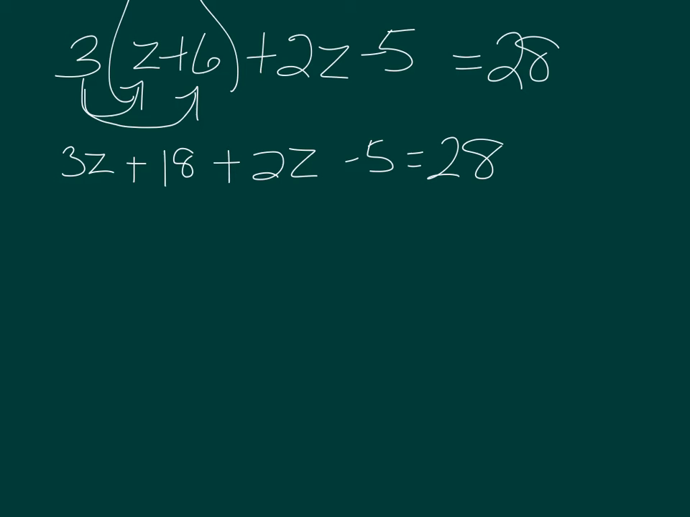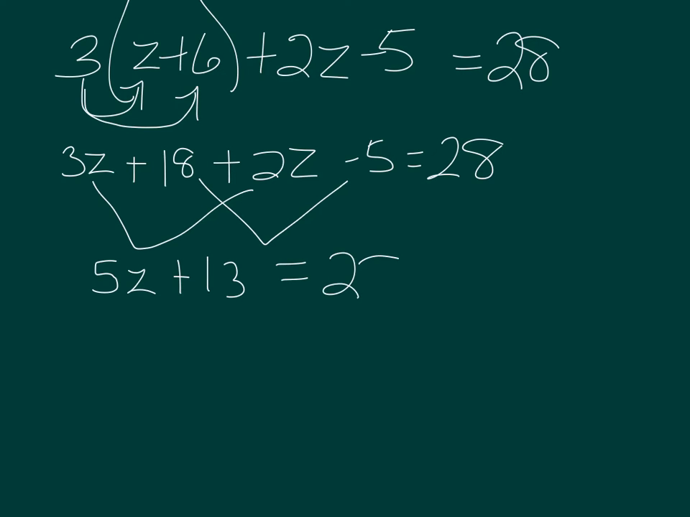Now, we need to combine like terms. So again, combine our z's. We have 5z. Now, our numbers. Positive 18 and negative 5 gives us a positive 13 equals 28. And now, we're in a position we can keep going and solve this equation.